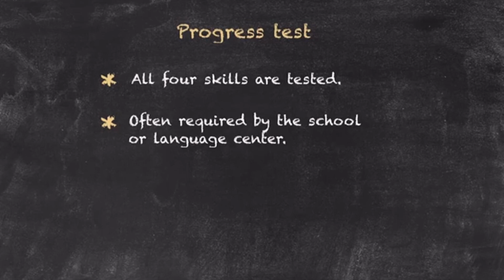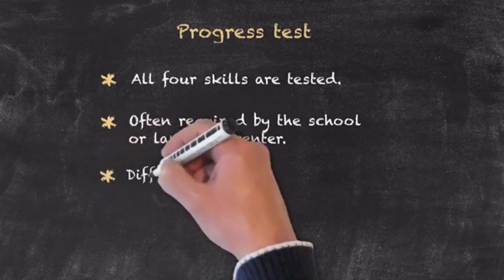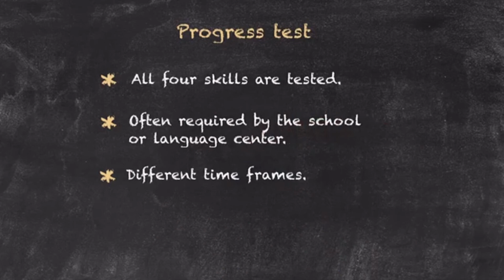The duration of time that the progress test is taken over can vary. It could be a particular unit test that's done when a unit is completed in a book. It could be a term test, it could be half year, or it could be an end of year. So there are different lengths of time over which these progress tests are covering.